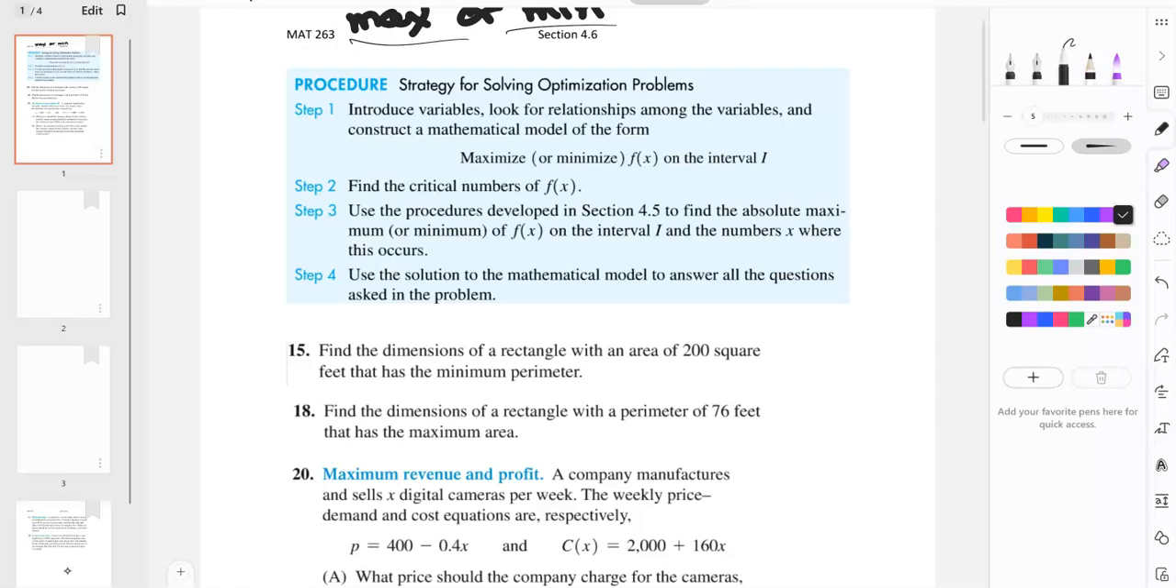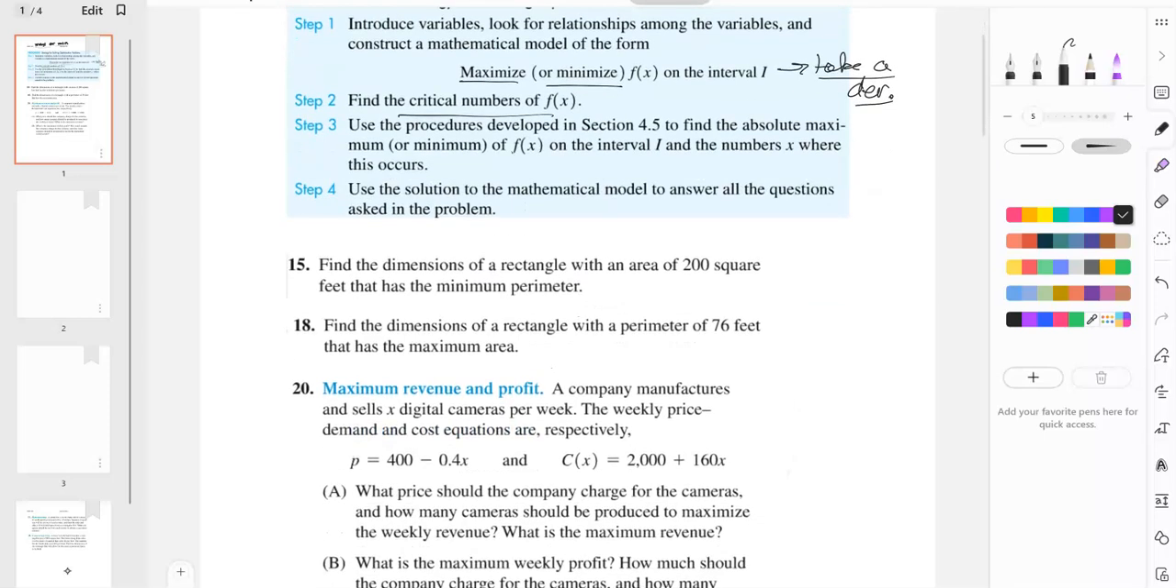Once we come up with those equations, we're going to take a derivative. Maximize or minimize means we're going to have to take a derivative. The reason we want to take the derivative is because we want to maximize something. And the derivative, if we set it equal to 0, will find critical numbers to help us figure out if we have a maximum or a minimum value. And then we can use that first derivative test to conclude that, or the second derivative test. So let's look at an example.